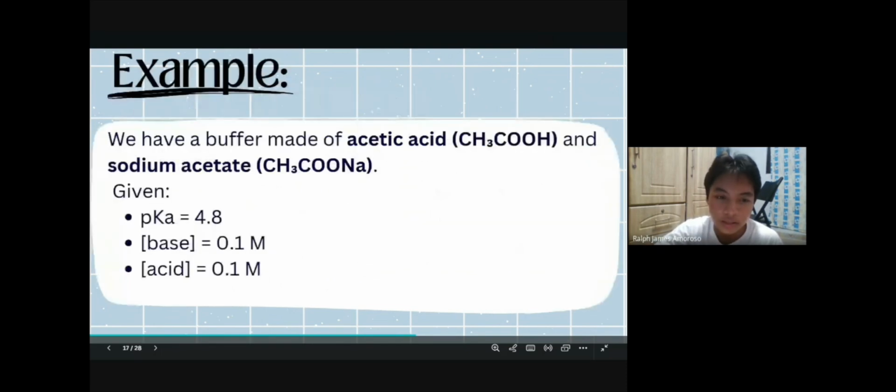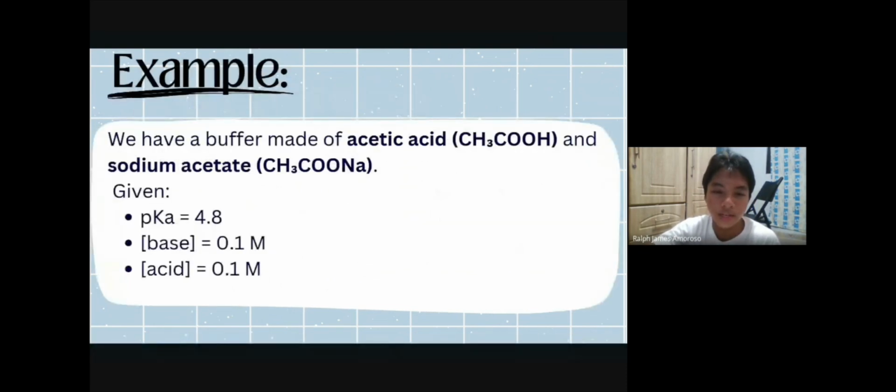Isang halimbawa po. Suppose po we have a buffer made of acetic acid and sodium acetate. And sila po dalawa ay may same concentration, 0.1 mole. At yung pKa po natin of acetic acid, which is our acid, is 4.8. So, bale from the given po, i-substitute po natin sa ating equation.